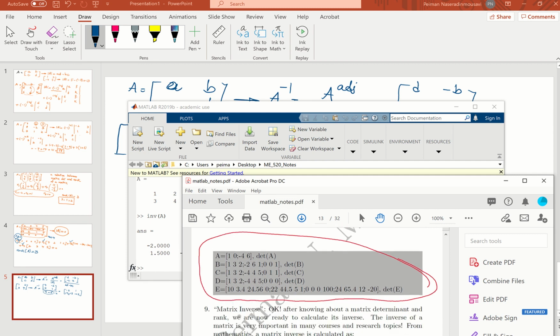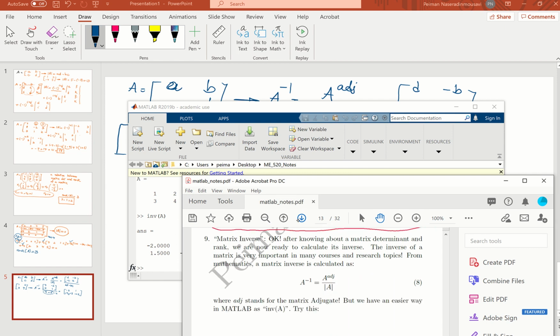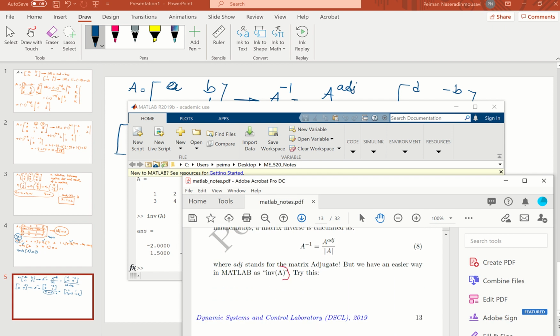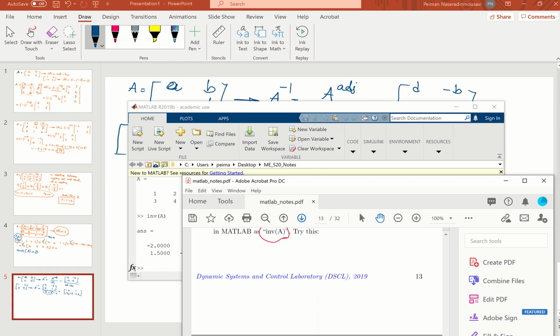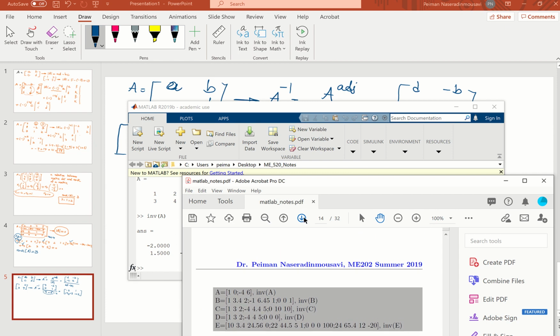Now matrix inverse. After knowing about the matrix determinant and rank, we are now ready to calculate the inverse. The inverse of a matrix is very important in many courses and research topics. As we did here, adj means adjugate, and this is inv of A. Understand? So let us do this together.